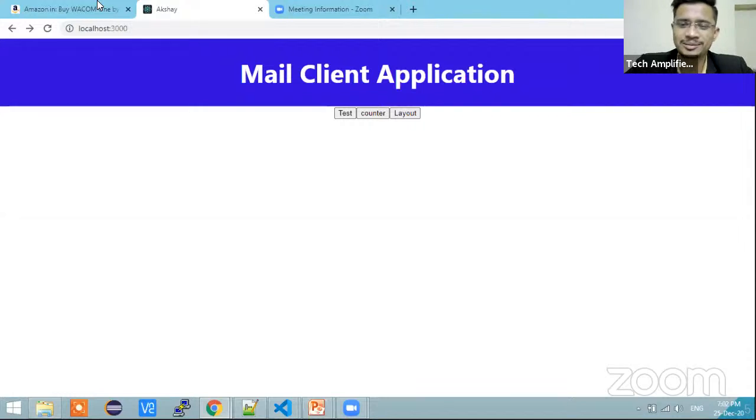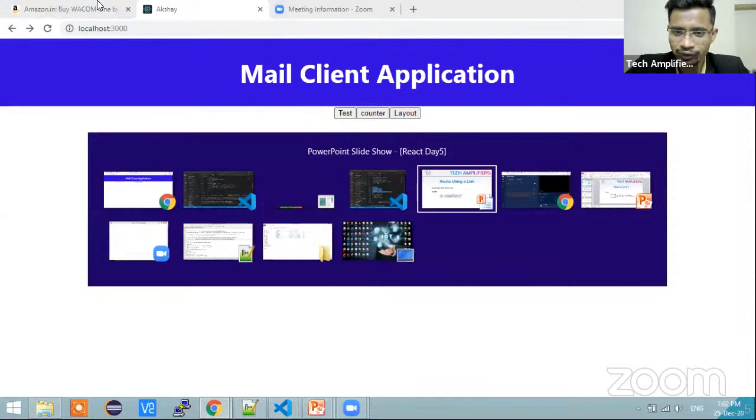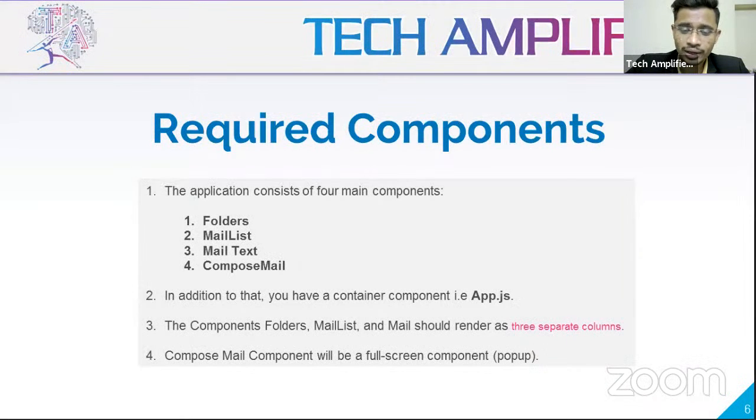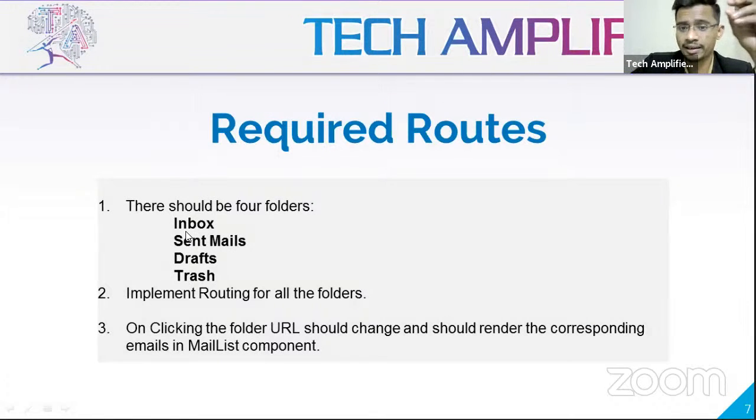Any questions? That's the only thing we are going to cover today. So React route and this. I'm expecting you will go and create 4 folders, create a new project, and take a screenshot. If required, create a new component; I'm going to create it as well over the weekend. Next time when we meet, there will be 4 components in my components folder: folders, email list, mail text, and compose mail. Other than that, there will be 4 routes already created in my index.js: inbox, sent mails, drafts, and trash.